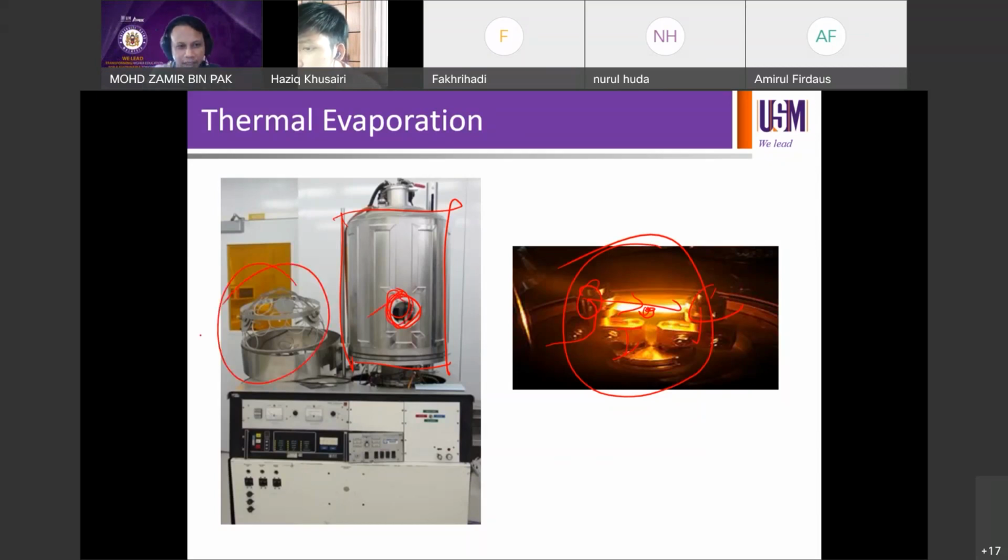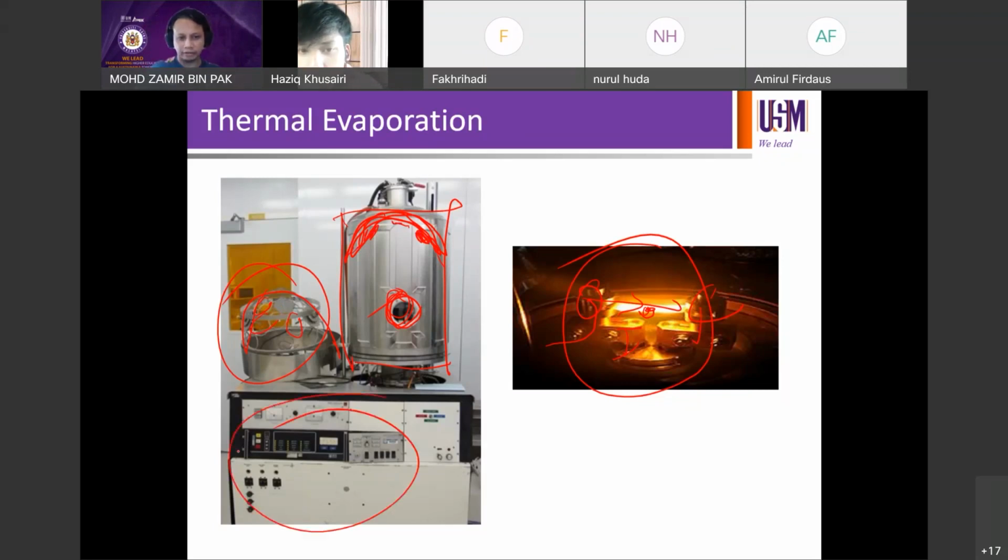So yang kat tepi ni is the mounting that you have, the sample mounting that you actually mount here. Bentuk macam a bit dome shape, right? So you can see bulat-bulat ni semua sample holder. So you hold the sample at various angles, like that, like that. But you don't want the angle to be too steep because the flux will be coming at an angle, right? High angle, and that will of course affect your uniformity. And if you have features already existing on the wafer, of course there will be shadowing effect and all those stuff that we discussed on the previous slides.